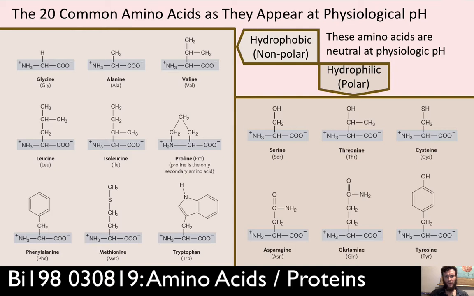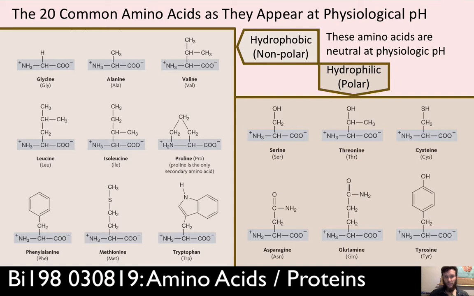So these hydrophobic amino acids are kind of oily, if you want to think of it like that, and don't really like to be exposed to the water and the aqueous environment. Hydrophilic amino acids, on the other hand, are polarizable. If you look at all of those side chains, you'll notice that there are side chains that have a lot of hydroxyl groups.